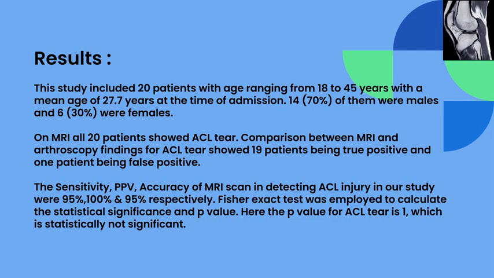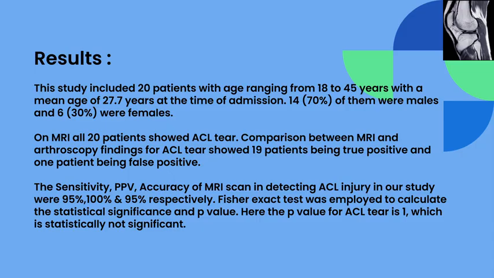What are the results? The study included 20 patients with age ranging from 18 to 45 years with a mean age of 27.7 years at the time of admission. 14 of them were males and 6 of them were females. On MRI, all 20 patients showed ACL tear. Comparison between MRI and arthroscopic findings for ACL tear showed 19 patients being true positive and 1 patient being false positive.